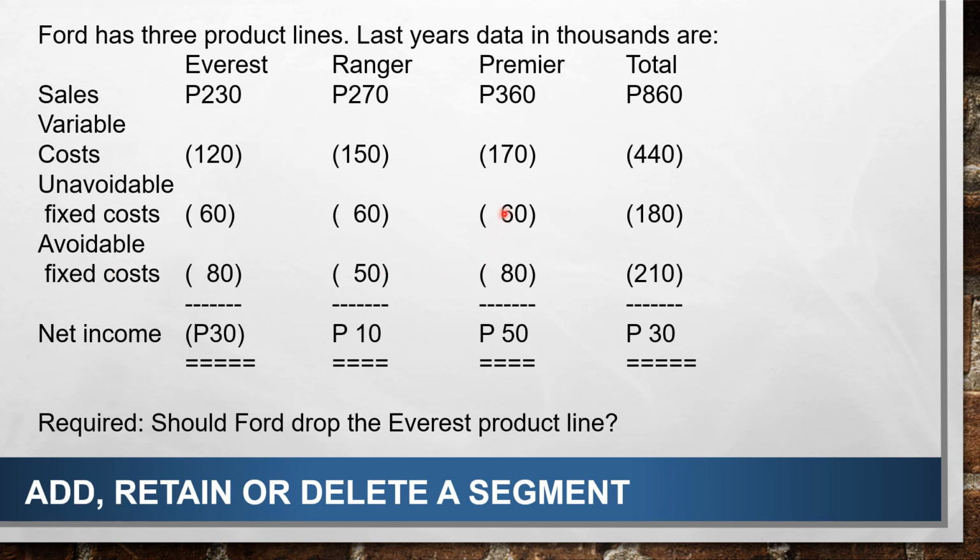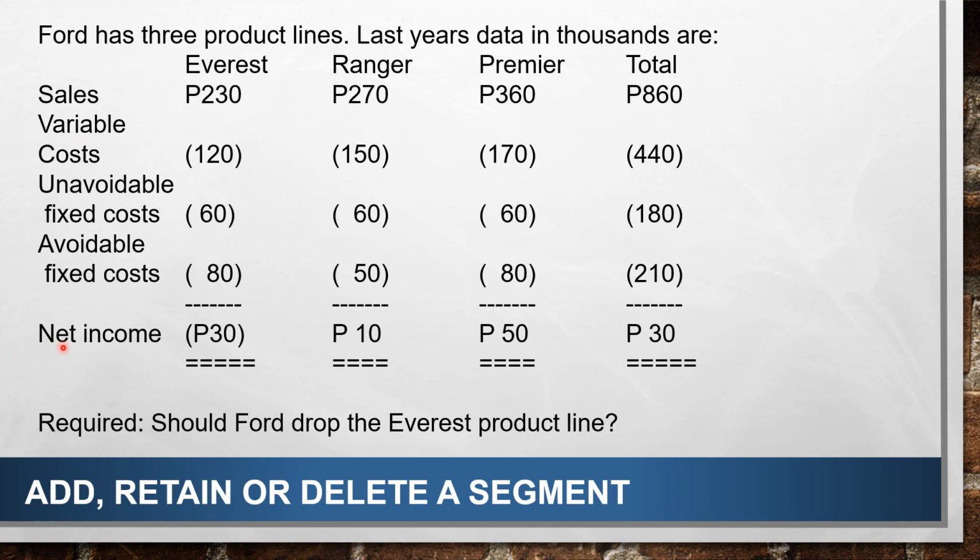Now, if you look closely at these two kinds, it can be recalled in our responsibility accounting that this is the allocated fixed cost, and as you can see, they are equal. On this avoidable fixed cost, this is our traceable fixed cost. So this 80 is traceable only to Everest, 50 is traceable to Ranger, and 80 is traceable to Premier, with a total of 210 avoidable or traceable fixed cost.